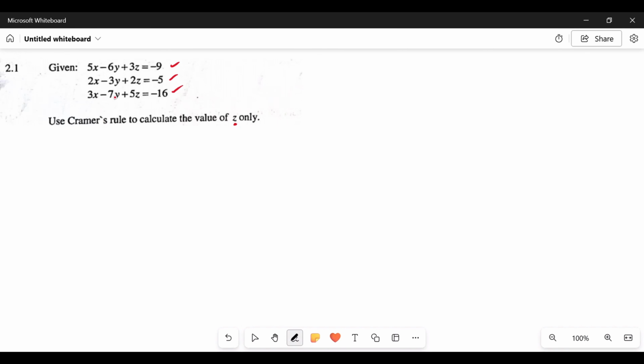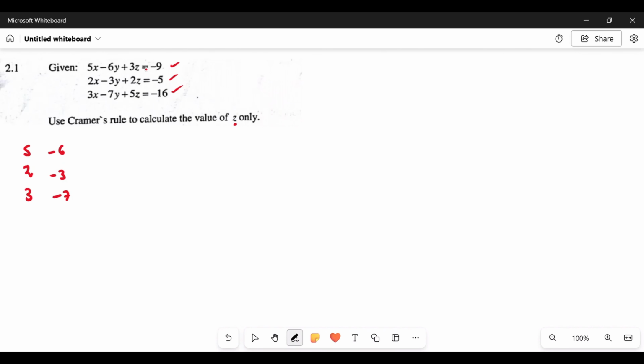So first of all, we need to create the square matrix. So we need to take only the coefficients of x, y, and z. As you can see, the first column is the coefficient of x, the second column is the coefficient of y, the third column is the coefficient of z. So let's create the square matrix. Right, so we have the first column, which is going to be 5, 2, and 3. These are the coefficients of x. And then the second column, which is going to be the coefficient of y, we have -6 for the first equation. For the second equation, we have -3. And for the third equation, we have 7.